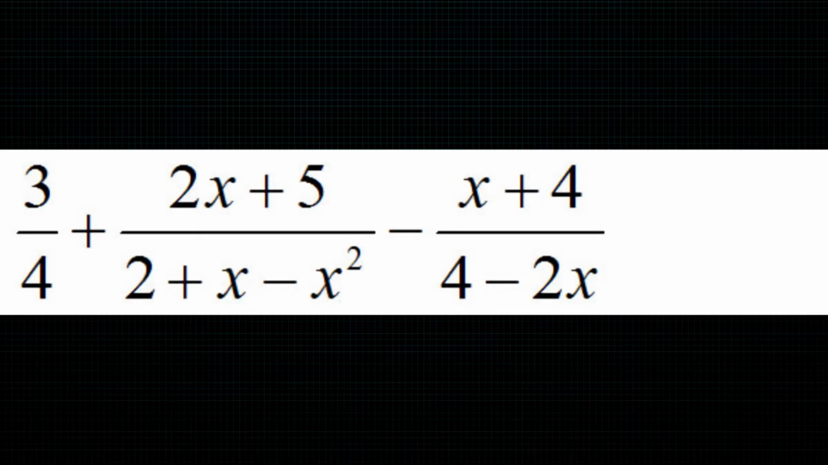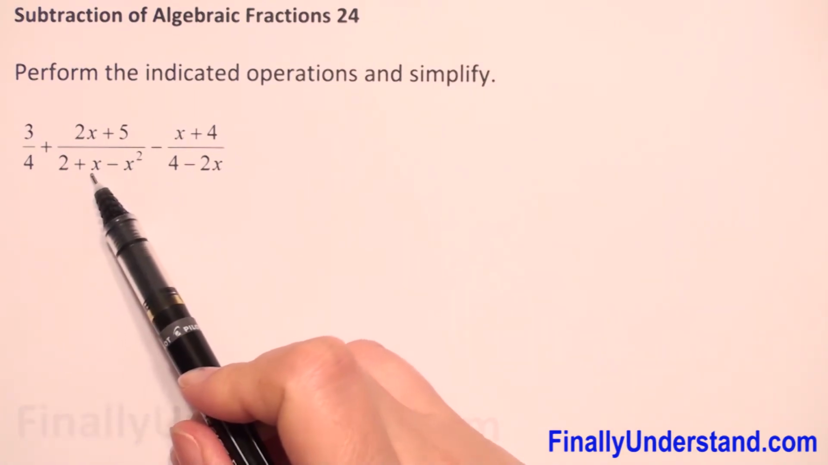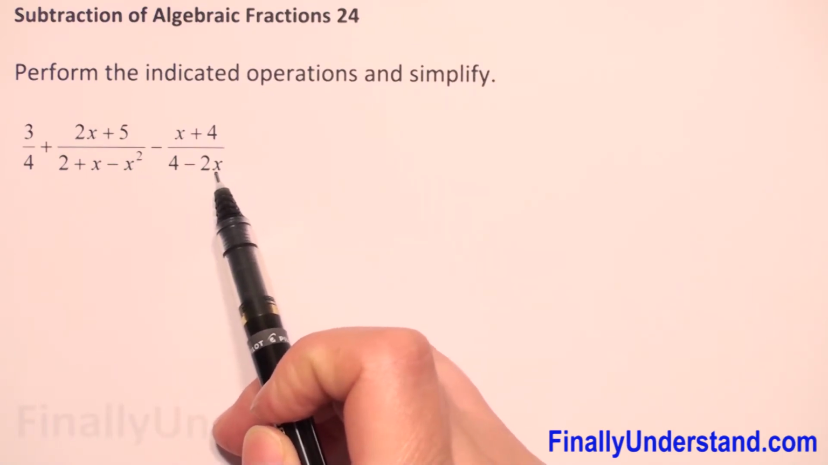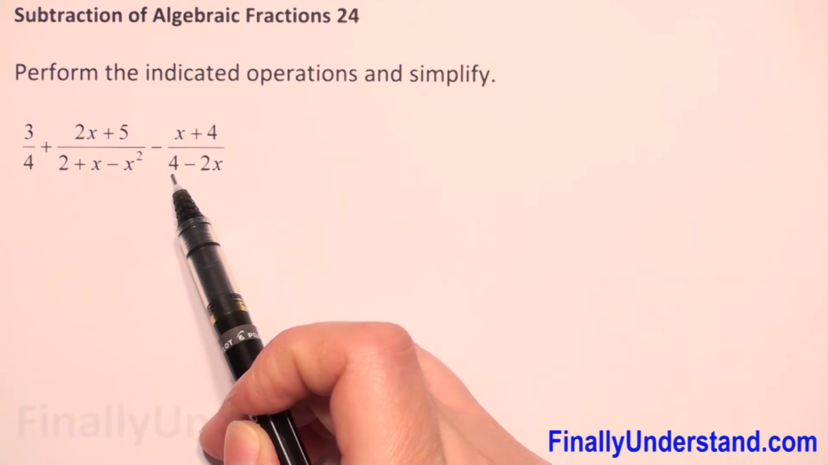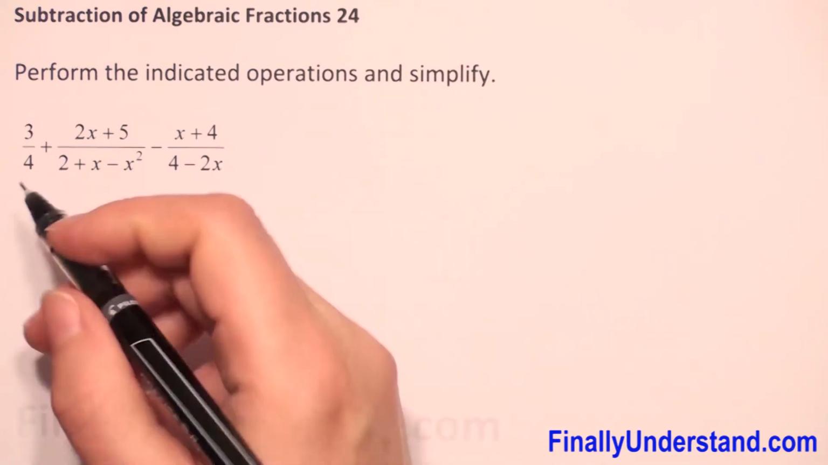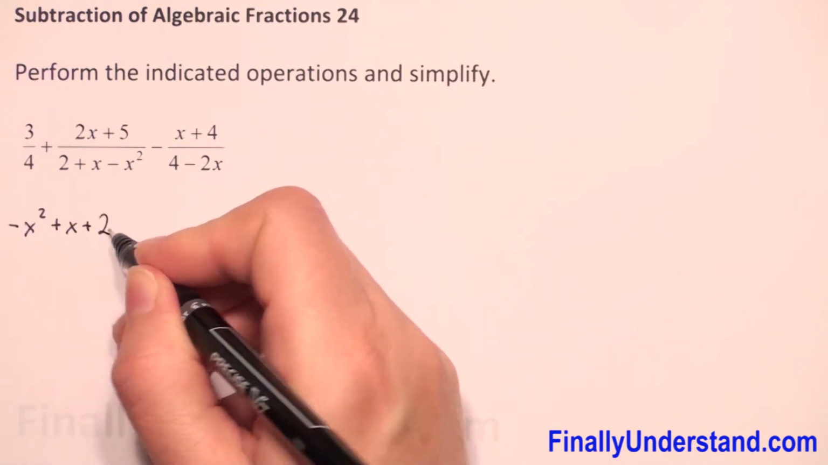We have here addition and subtraction. How we can add or subtract algebraic fractions when we have the same denominator. So let's check what we have here. We have 4, 2 plus x minus x squared, and we have 4 minus 2x. We can factorize 2 from this denominator, and here we have negative x squared plus x plus 2.